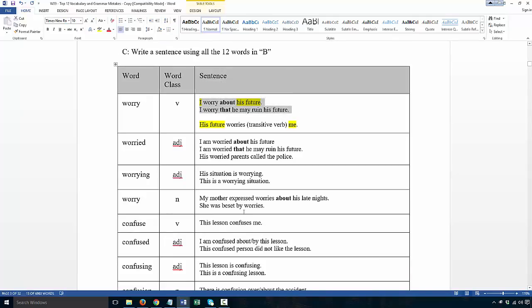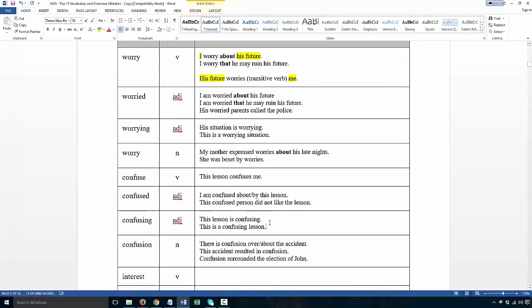Okay, so it can be a bit confusing. Okay, this can be a bit confusing. Right, this lesson can be confusing.